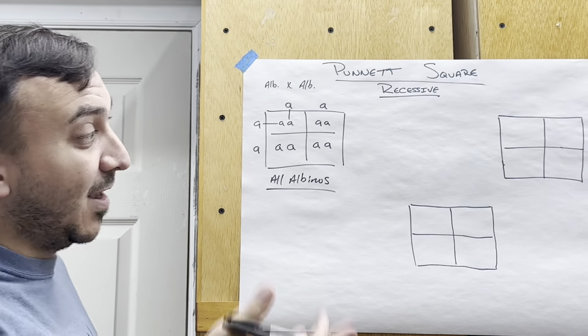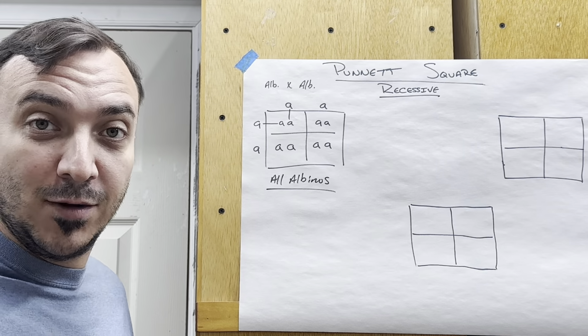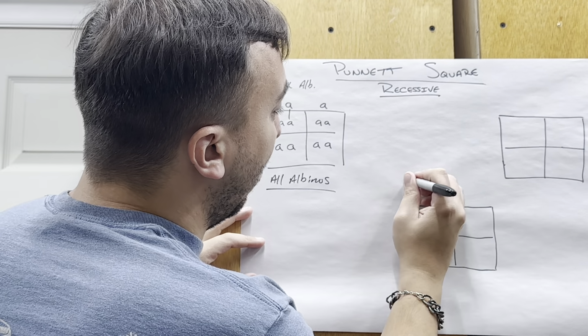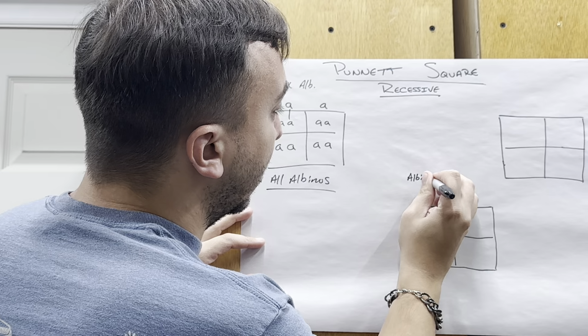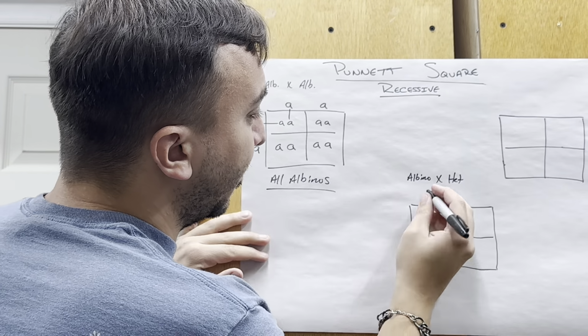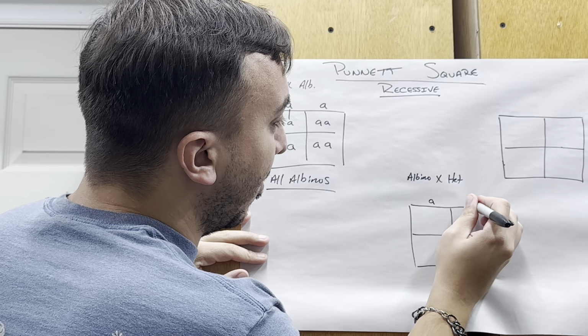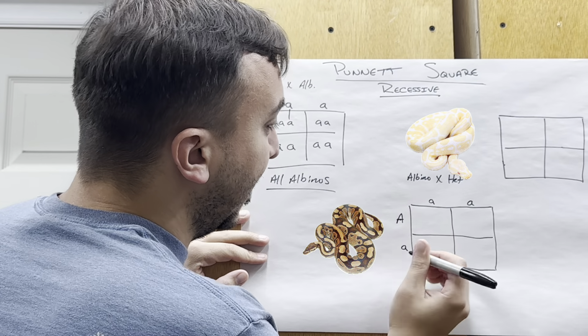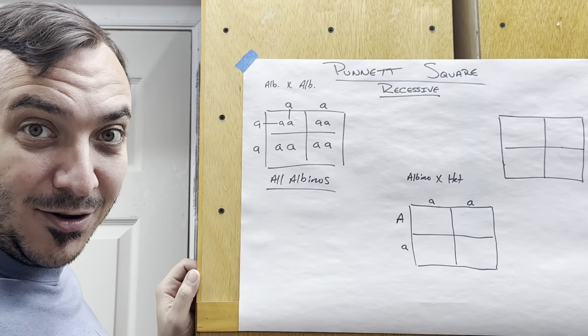So of course, that's like best case, right? If you can breed visual to visual, of course that's what you want. We're gonna come over here and we're gonna do albino to a het. So, again, we've got our albino, and our het is going to be represented by a big A and a little a.